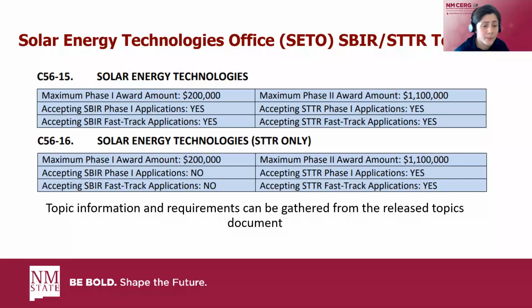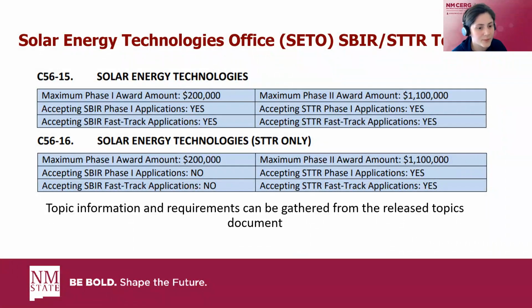You get a lot of information from here. You can see what the award ceiling is. You can see what kinds of applications they're accepting. So for example, 5615, they're accepting phase 1 and fast track applications. 5616 is not accepting fast track applications for phase 1 or for SBIR.